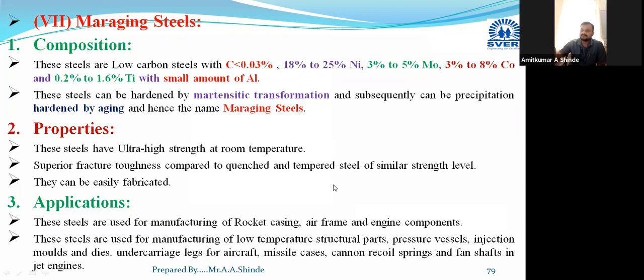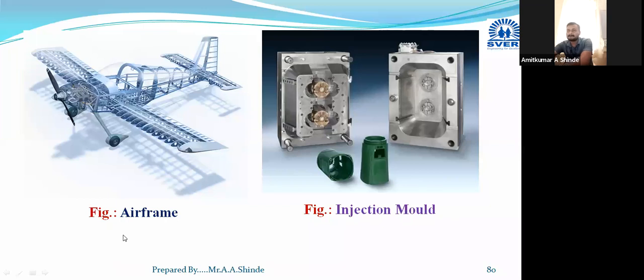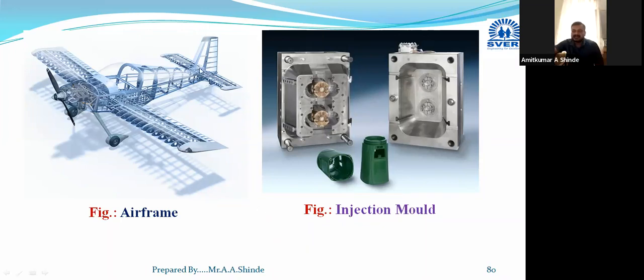You can refer to that, because many of these names you are not aware of. That's why I have added some pictures. Here you can refer to it. These are the pictures. Towards the left corner of your slide, you can see the airframe. Different aircraft are there. This is the frame of whichever aircraft you are manufacturing. And this airframe is manufactured with the help of maraging steel.